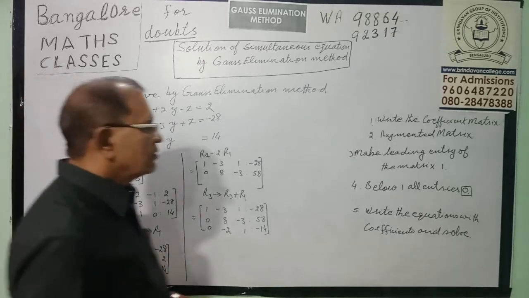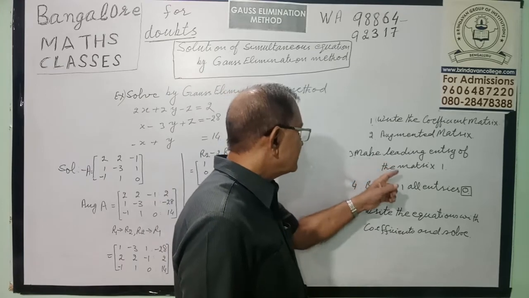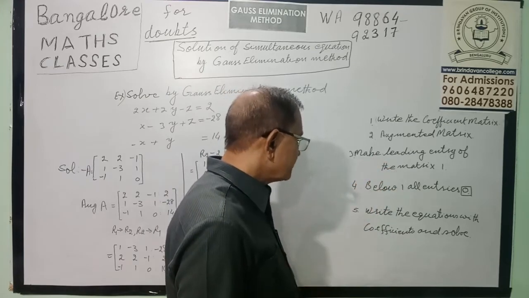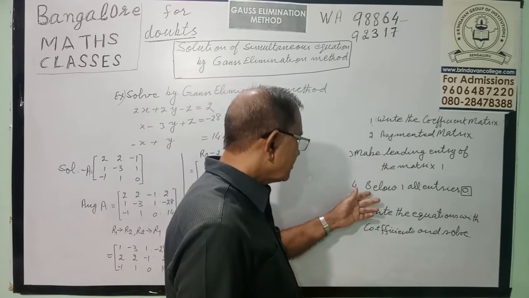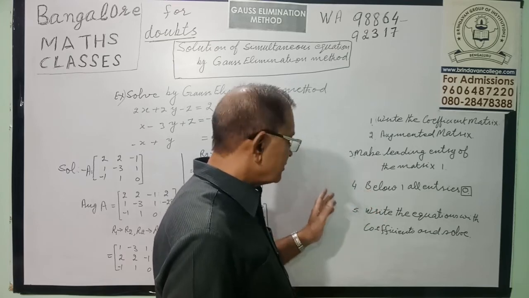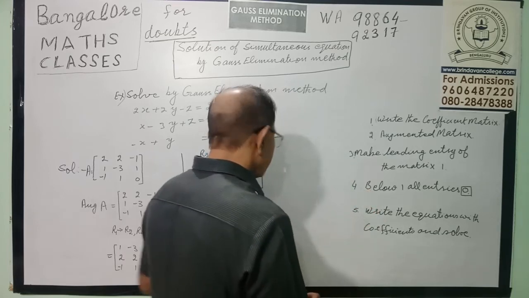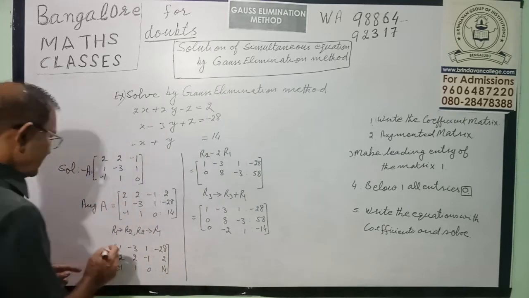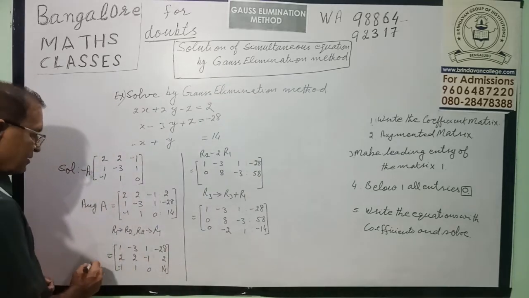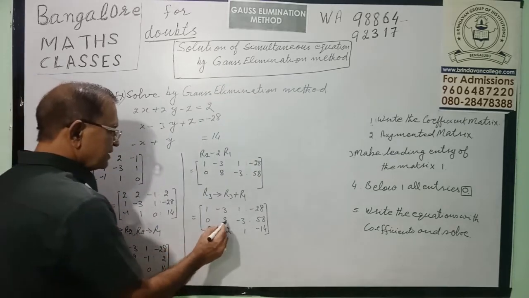So leading entry 1, below 1, 0. Then here, because that was 2 by 2, over. Now again, what we have to do? Make the leading entry of this 1.